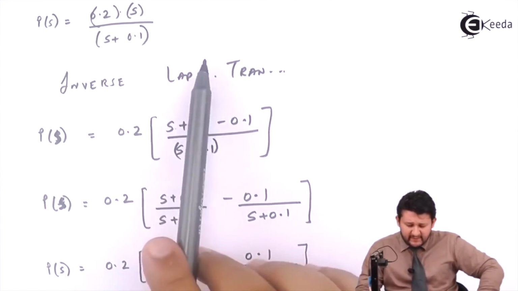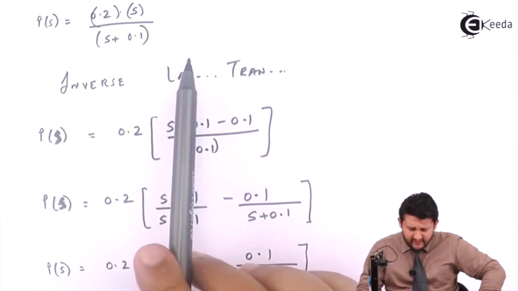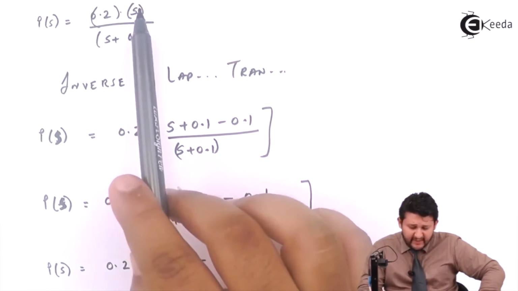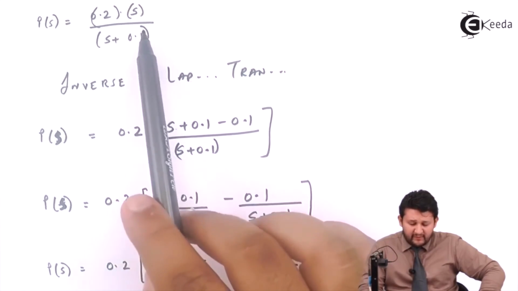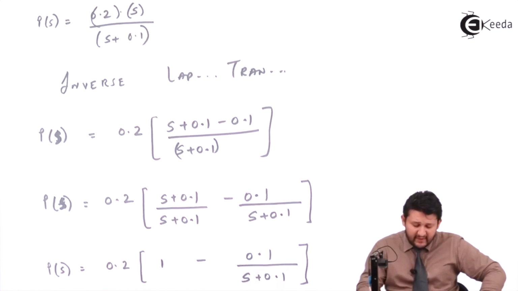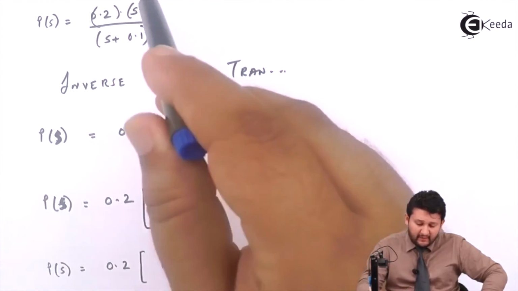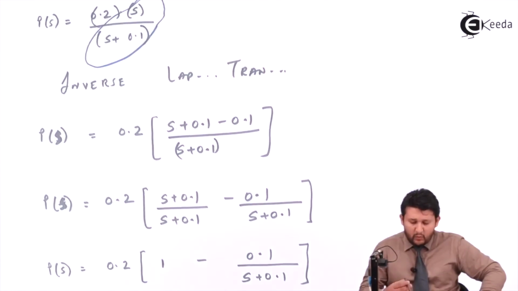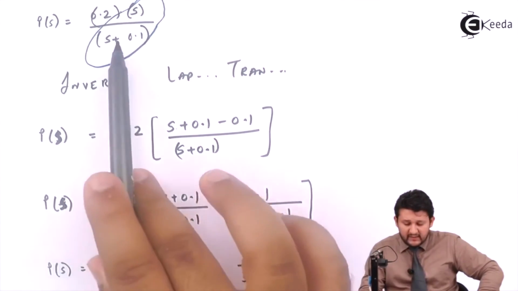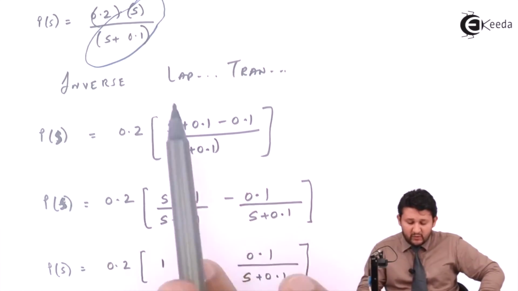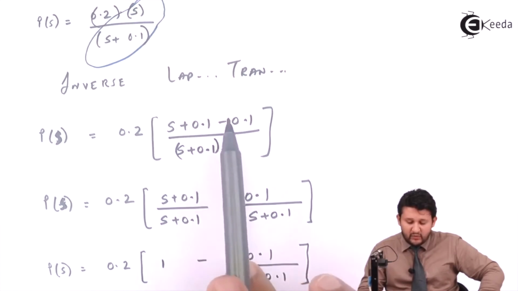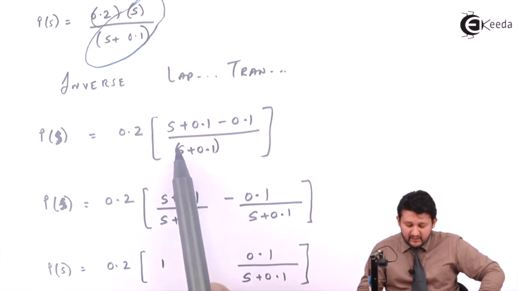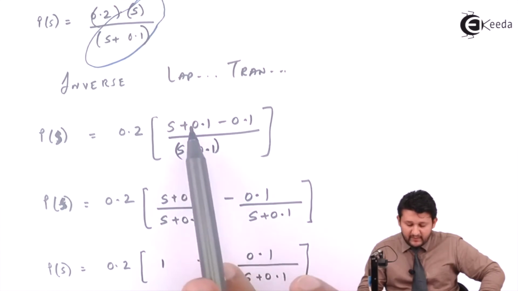If I need to apply inverse, my dear friends, if I observe very carefully, I don't have 1 upon S plus 0.1, but I have S upon S plus 0.1. For this term, I don't have any Laplace inverse formula. To get the formula, I need to modify the equation a little. What do I need to do? The term which I have in the denominator is 0.1. So I need to add and subtract the same term in the numerator. After adding and subtracting the same term in the numerator, you have to pair it. So just pair it in this form and split it.